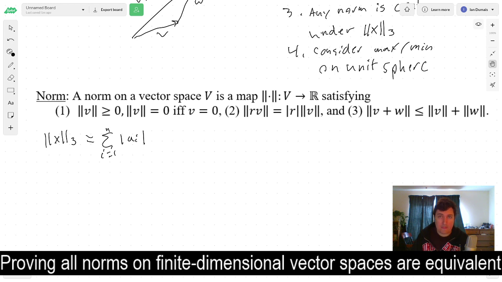For 2, we can do this. Proof of 2: let r be a real number, because R^n is our vector space.